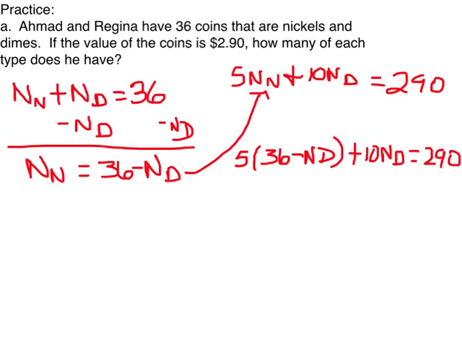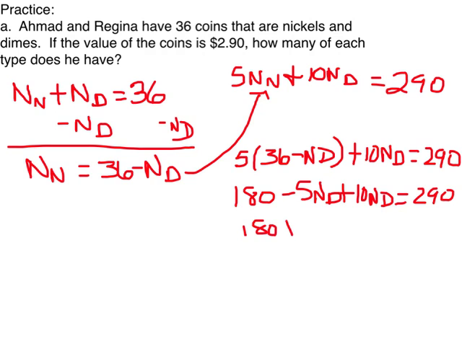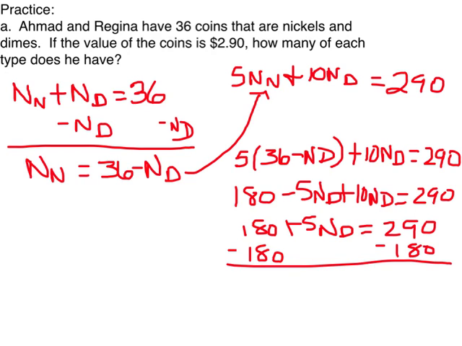When I do my multiplication, I'm going to find that 5 times 36 is 180 minus 5 ND plus 10 ND equals 290. Combine my like terms, 180 plus 5 ND equals 290. Subtract 180 on both sides, and I have 5 ND equals 110.